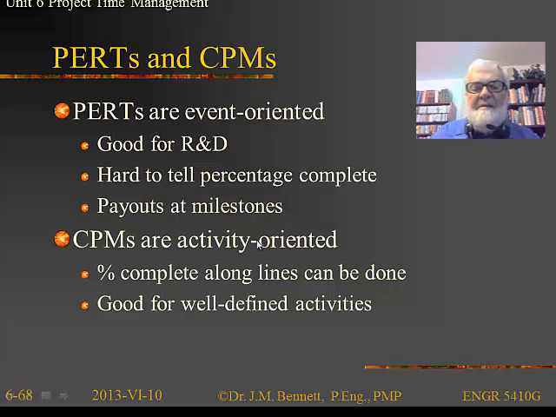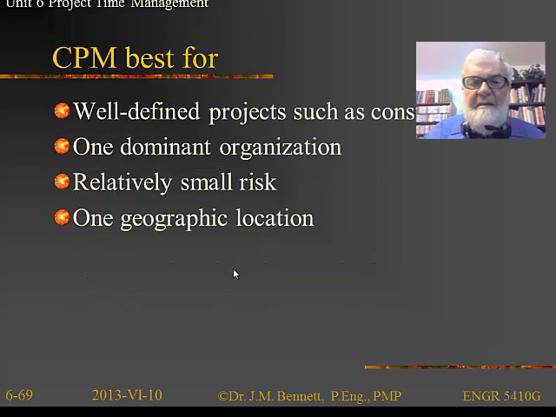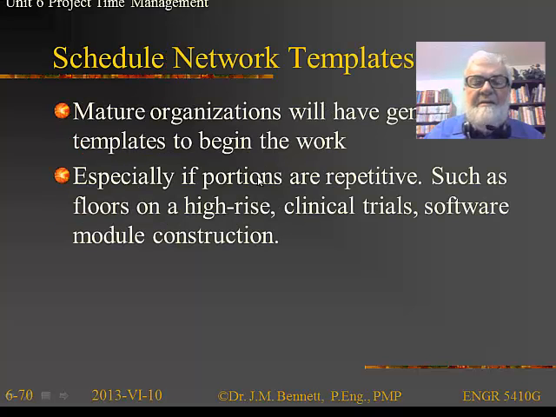Critical paths are basically activity-oriented, and this is great for extremely well-defined activities, where you can measure the percentage complete along the lines of a Gantt chart. For example, you know you're 37% complete because if you're doing something like digging an excavation, you know how many cubic meters of soil you can dig out per day. And again, critical paths are best for well-defined projects for a dominant organization with small risk and one geographic location. And of course, PERTs are best for the ones that don't satisfy those categories.